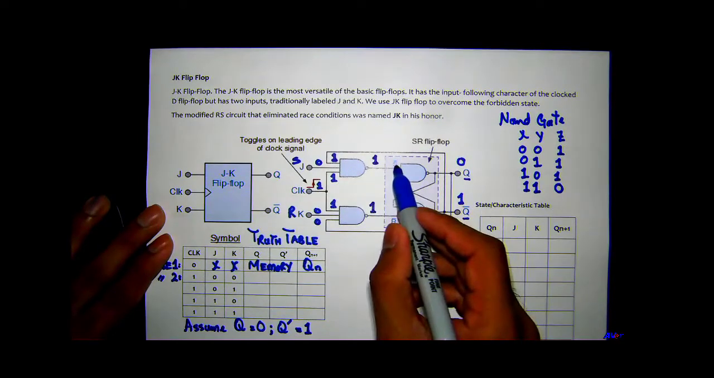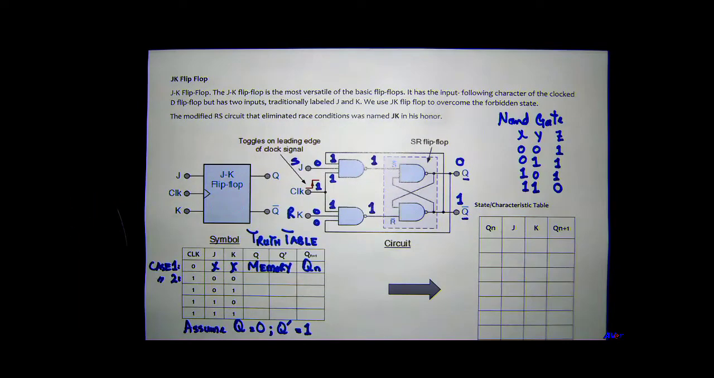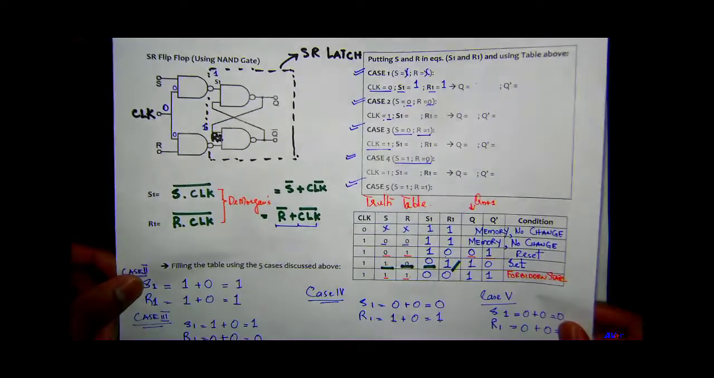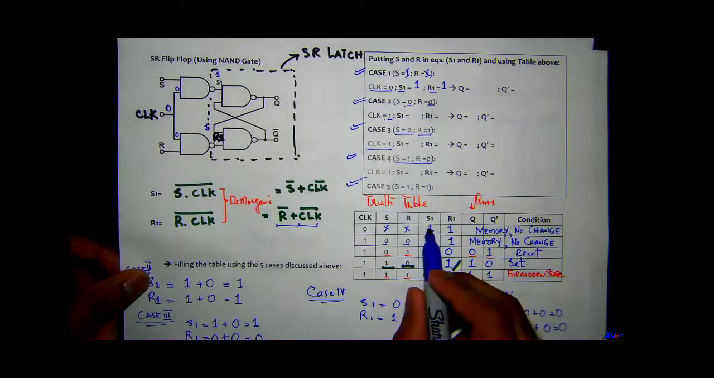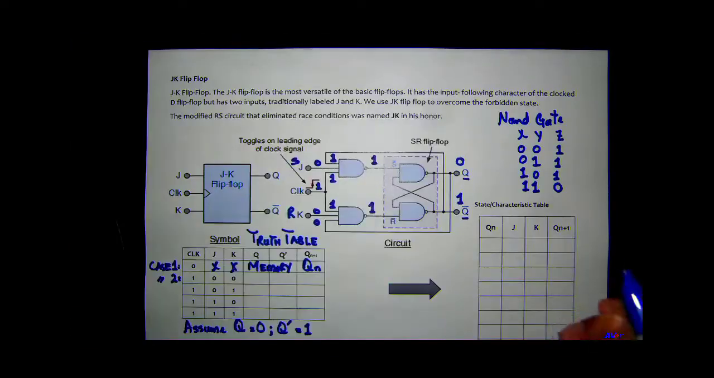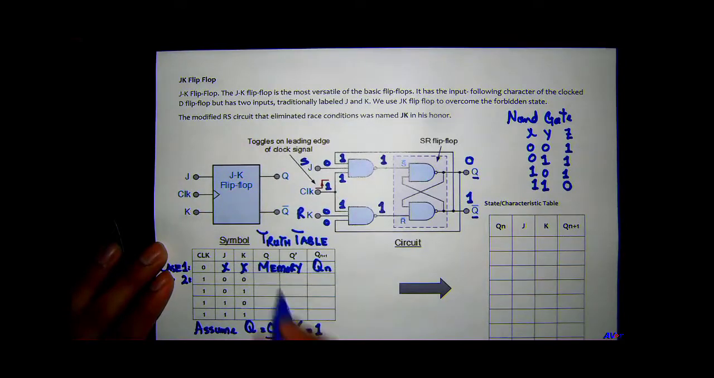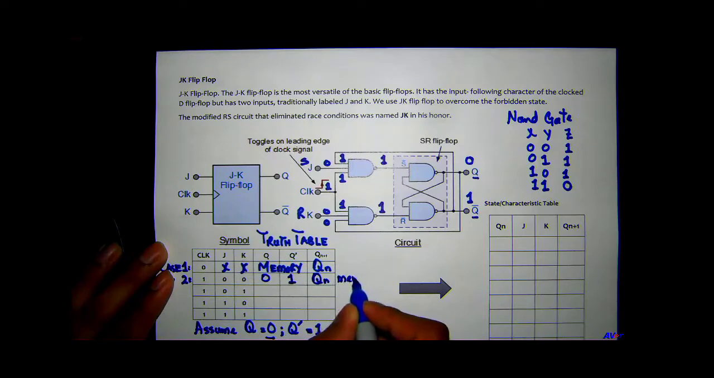Now S is 1 and R is 1. So I'm going to go back to our truth table for the SR flip-flop, which is right here. When S was 1 and R was 1, it was acting as a memory, so no change. So again, it is acting as a memory, and in the memory, Q is equal to 0 and Q bar is equal to 1. So this is going to be Qn. Again, it's acting as a memory.